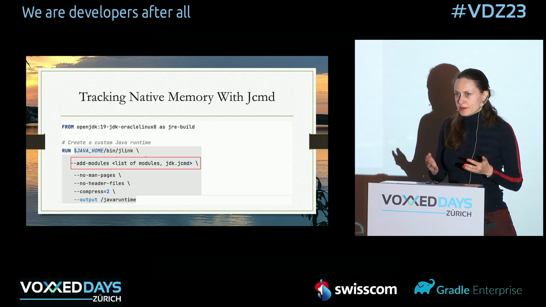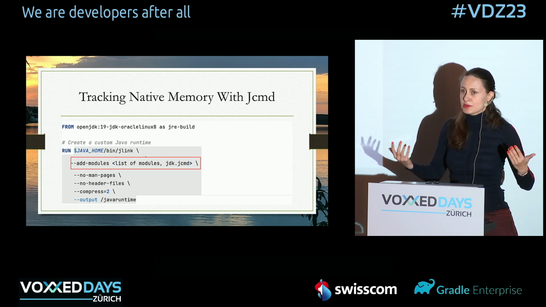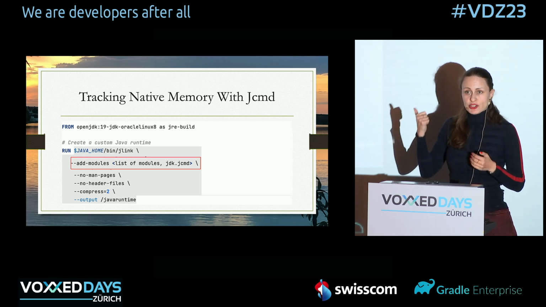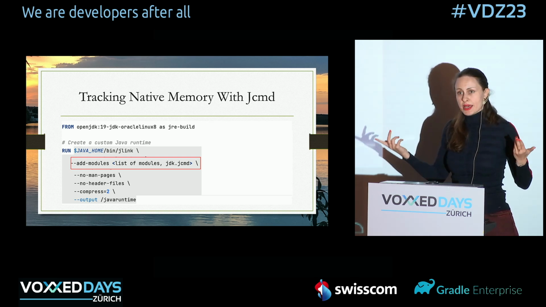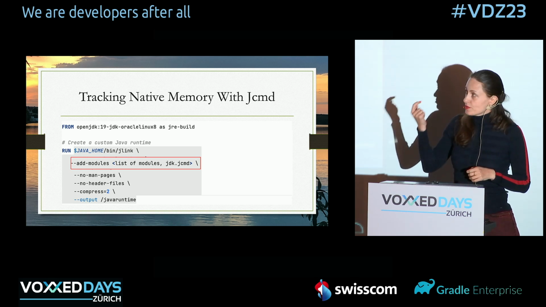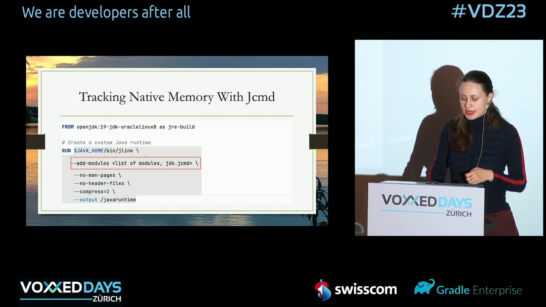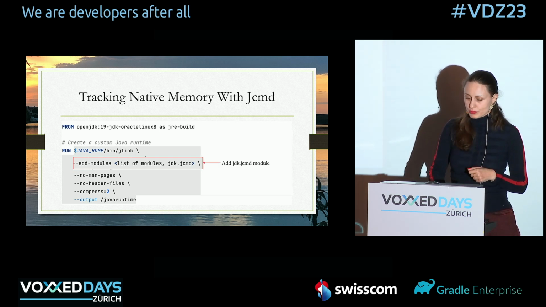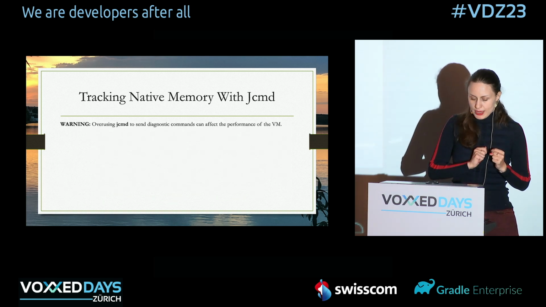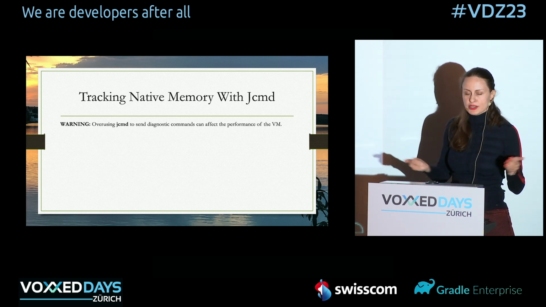Because most of the time, what we have on our local machine, maybe a Windows machine or a Mac, is not what's in production. So that's when it's good to have tools like jcmd to send diagnostic commands to the application. And of course, if we want to have jcmd in the container, we need to add it as a module. In this case, jdk.jcmd. That's the only module that you need to add. And of course, you can track your memory by using the jcmd command.